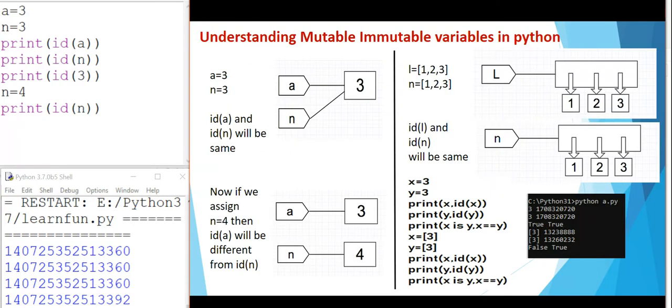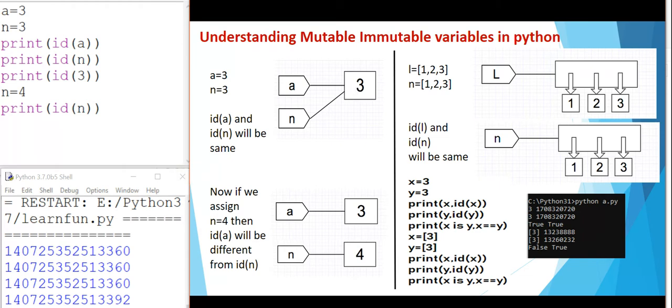Let us see this code where a is equal to 3, n is equal to 3, and I am printing the id, that is the memory location of a or memory location to which n points, and they both point to 3, so I am trying to find out the memory location of 3. You can see all three are giving me the same answer. It means a is also pointing to the memory location where 3 is there, n is also pointing to the memory location where 3 is there, and 3 is at this particular memory location.